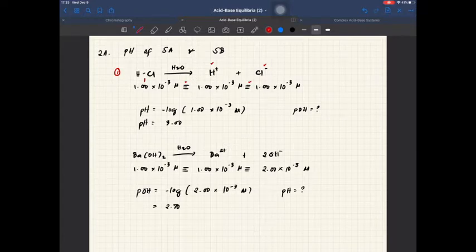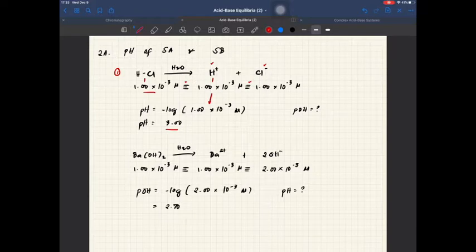So therefore, we can calculate immediately the pH of strong acids by plugging in its original concentration. So pH is the negative logarithm of hydrogen ion concentration or hydronium ion concentration, which is 1 times 10 to the negative 3 molar. And therefore, we can calculate the value of 3. So the pH of 1 times 10 to the negative 3 molar hydrochloric acid is 3.